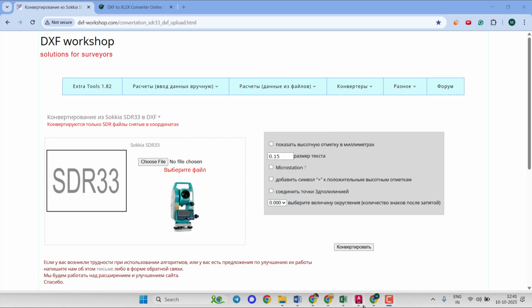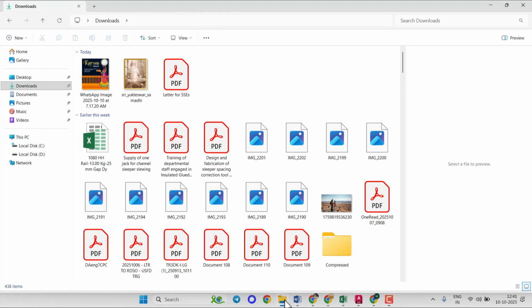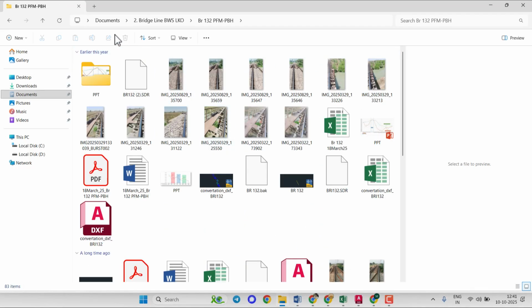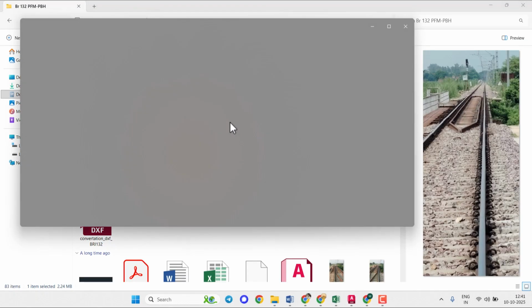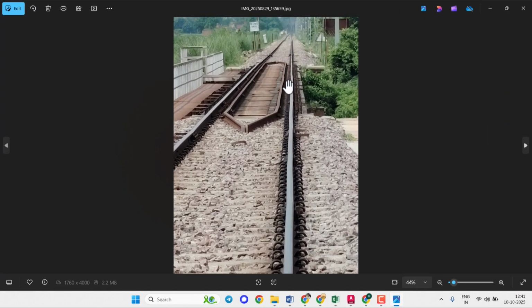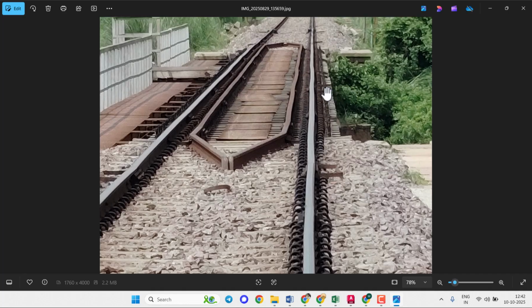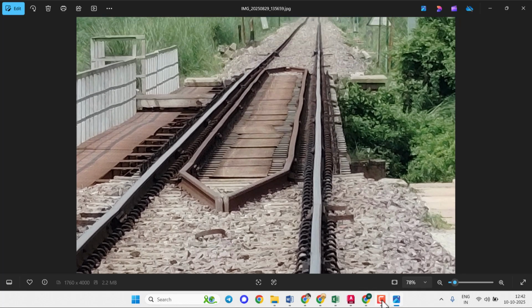So friends, this is about another bridge analysis. Let me show you a photo. Actually, this work was done. However, as you can see, the work is not very perfect, and the team could not execute it properly. So it needs to be done again.